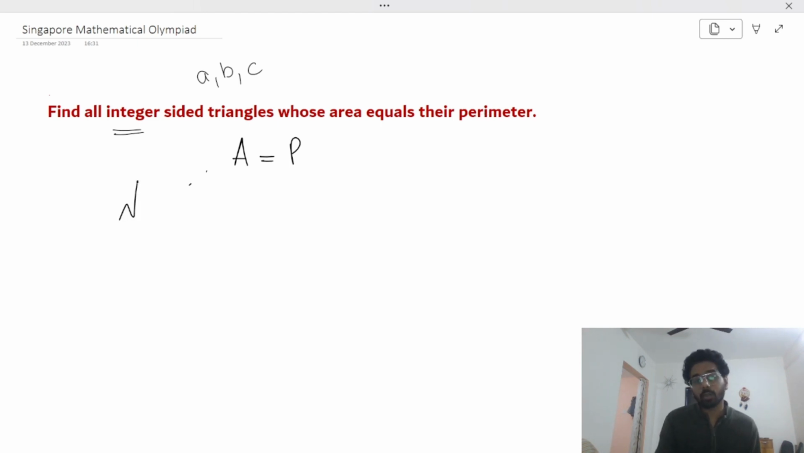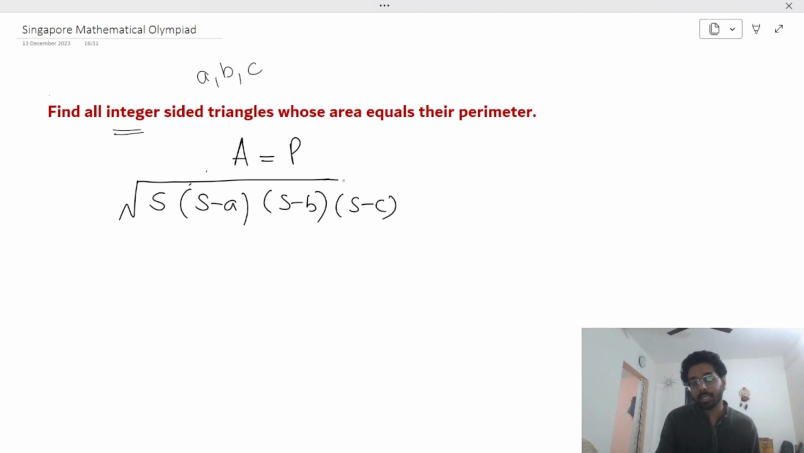It's Heron's formula, root of s into s minus a into s minus b into s minus c. What is s? s means semi-perimeter. And if s is the semi-perimeter, then the perimeter p will be equal to 2s.